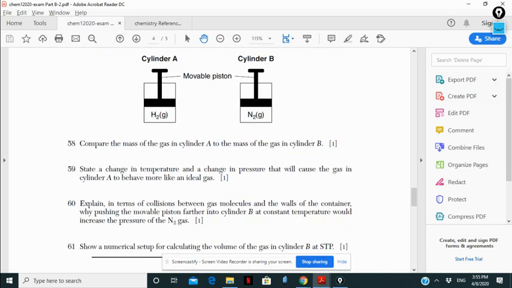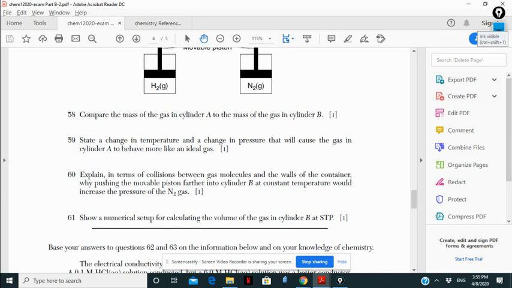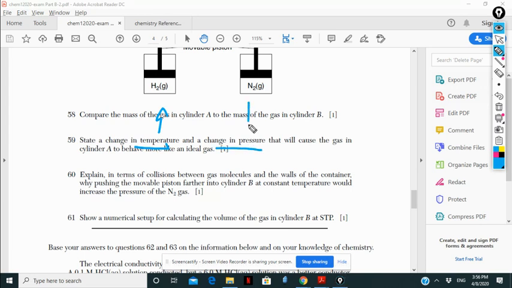Okay. A state change in temperature and pressure will cause the gas in cylinder A to behave like an ideal gas. So temperature should increase and pressure should decrease. We understand it from the ideal gas concept. For an ideal gas, you shouldn't have a gap. So I have to decrease the pressure to increase the volume. Okay, so I have large space, so the molecules aren't close to each other, and they should be energetic. That's why I should have a higher temperature.